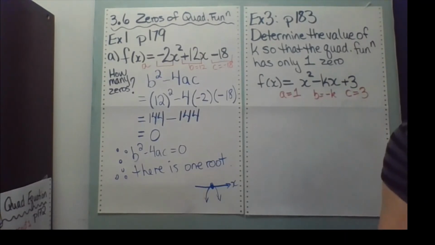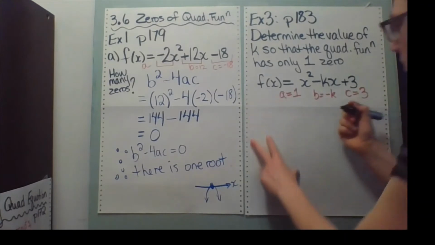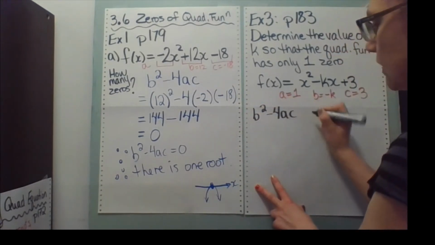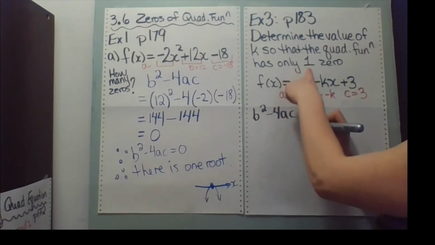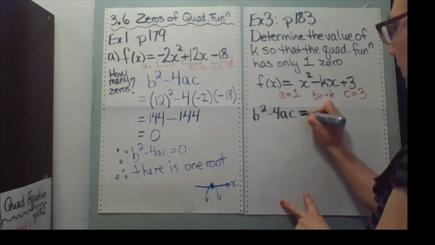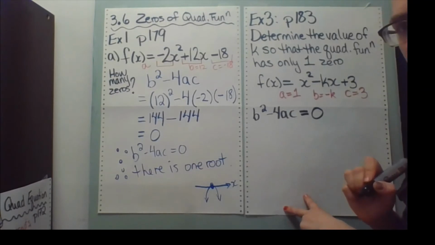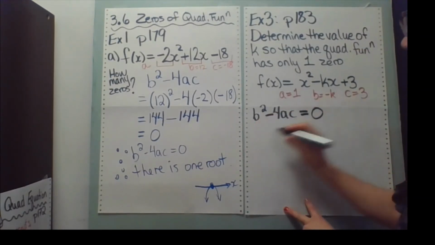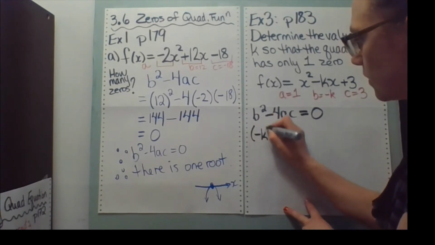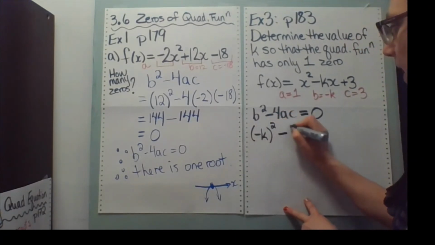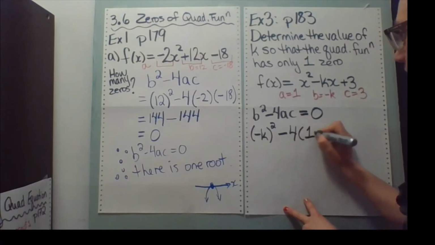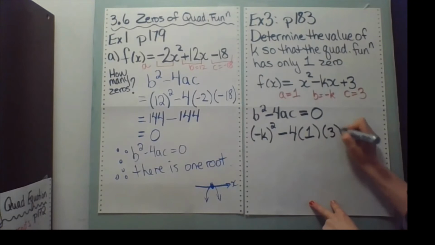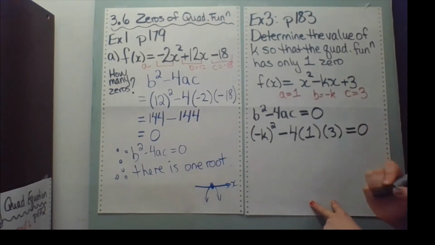We're going to write down our discriminant, b squared minus 4ac, and because we only want 1 zero, we're going to set it equal to 0. All right? We're going to sub in our numbers. So b is this negative k squared minus 4 times 1, because that was a, times c, which is 3. Set that equal to 0.